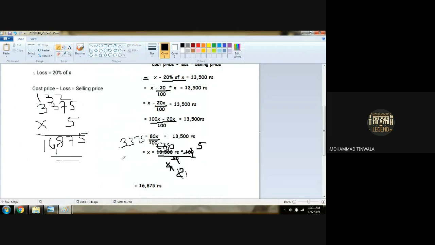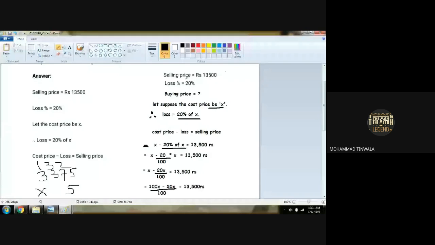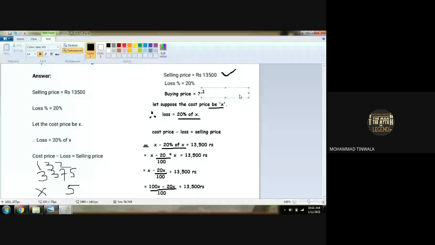What did we get? What is the cost price we got? 16,875 rupees. Is that clear, girls? 16,875 rupees. Not 20% kato, and then subtract it, you will get the selling price as your 13,500. What is the buying price we got? We got 16,875 rupees. Is that clear?